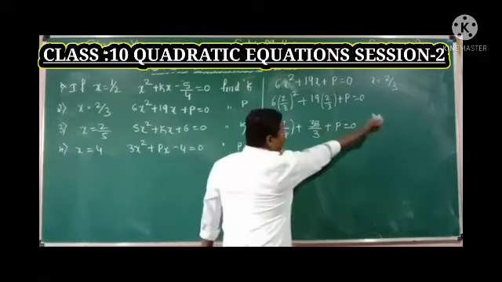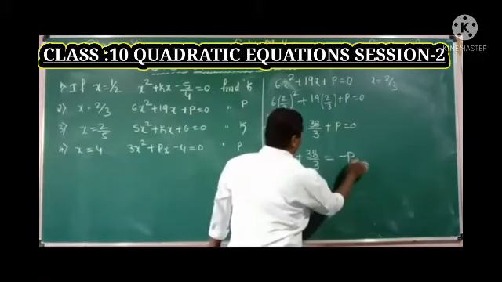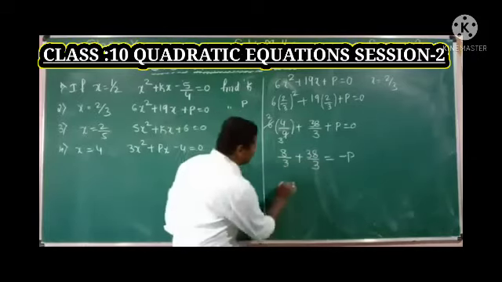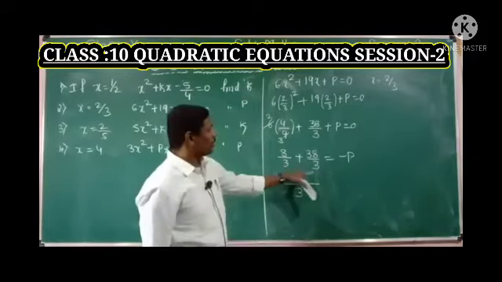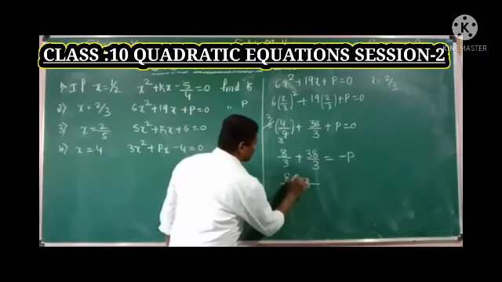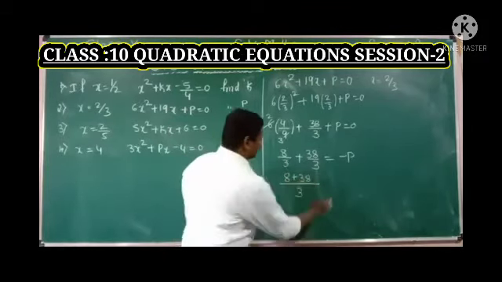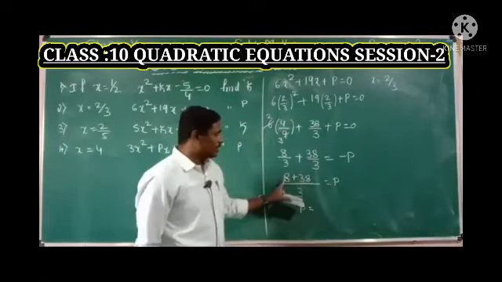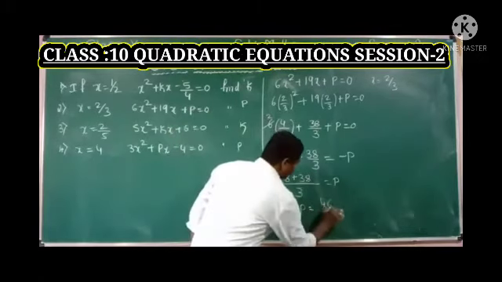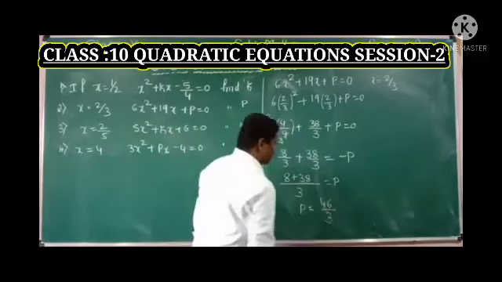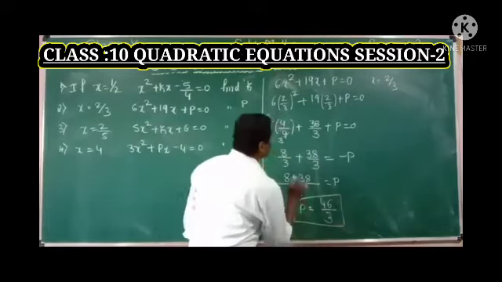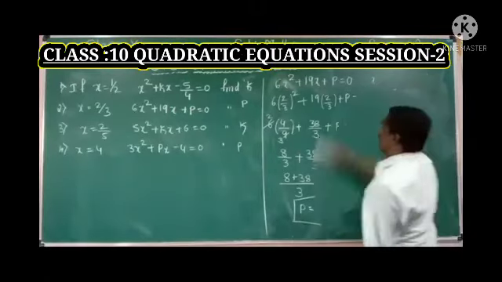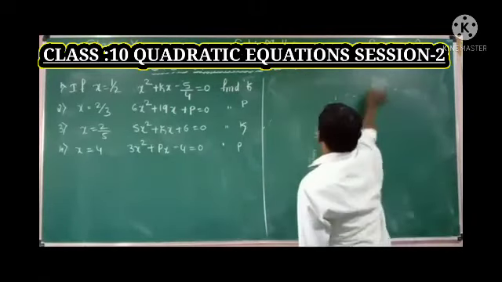Take this p to the RHS, it becomes minus p. The denominators are the same, which means on the LHS the denominators are 3. So 8 plus 38 is equal to p. Now p is equal to 38 plus 8, which is 46, divided by 3. So this is the required p value. Okay.